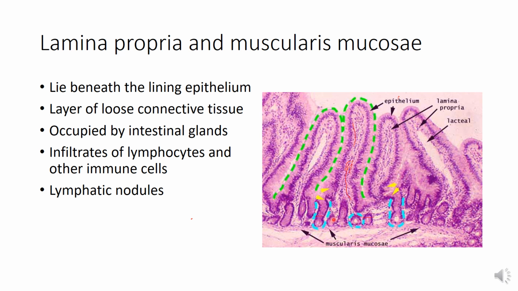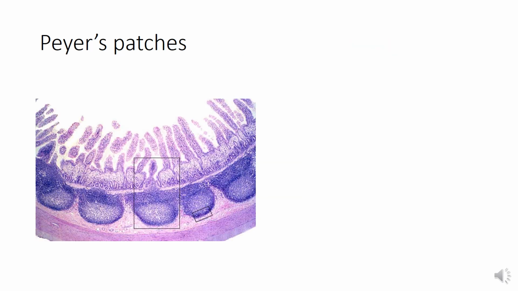Now most of the space of the lamina propria is occupied by, here you can see the glands, the crypts of Lieberkühn, the intestinal glands. The connective tissue of the lamina propria is heavily infiltrated with lymphocytes and other cells of the immune system, that is the plasma cells, macrophages, mast cells and eosinophils. Now at places the lymphocytes accumulate to form a lymphoid follicle. In the ileum, the lymphoid follicles aggregate to form big lymphoid masses.